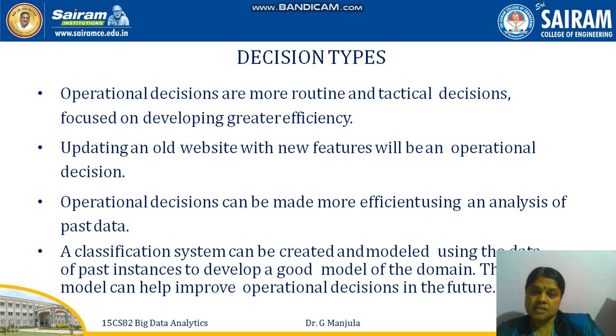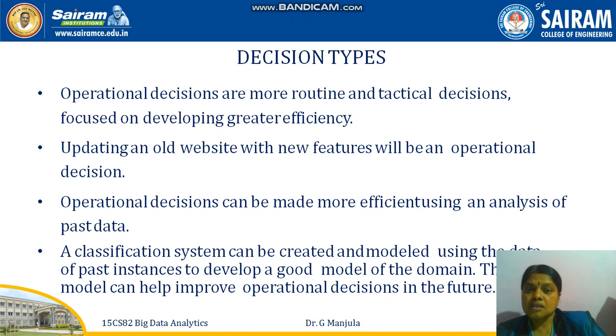Operational decisions are normal, routine decisions focused on developing greater efficiency. For example, updating an old website with new features is an operational decision. Operational decisions can be made more efficient by using past data, and a classification system or a model can be created using data from past instances. What failures happened in the business, and with that failure data, how we can improve our business. The data that has undergone an implementation, we collect for upcoming future processing.